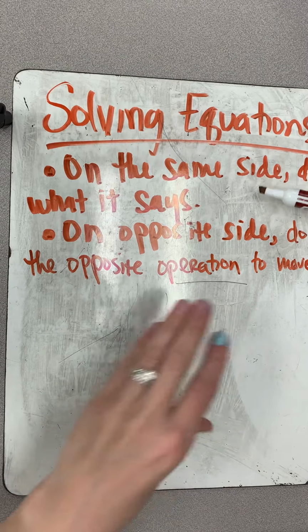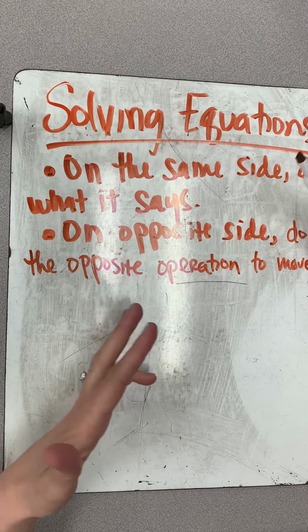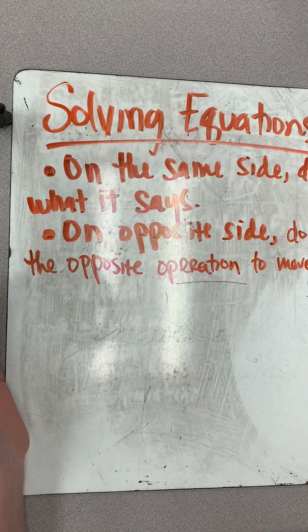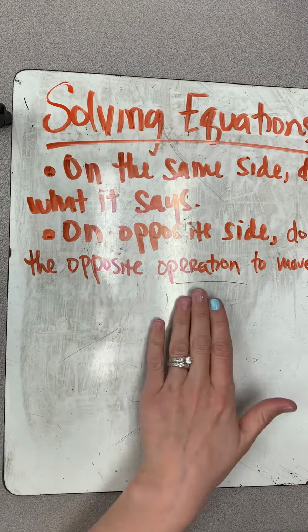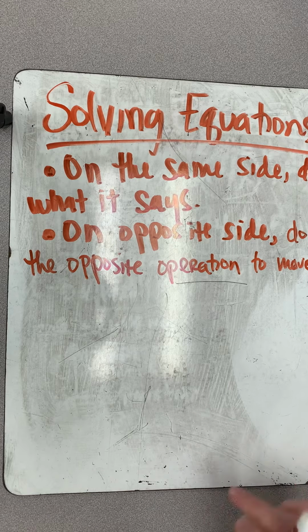If two things are on the same side of the equal sign, then we do what it says. Now, if they're on opposite sides of the equal sign, then we have to do the opposite operation to move it across the equal sign. Let me show you what I mean by that.